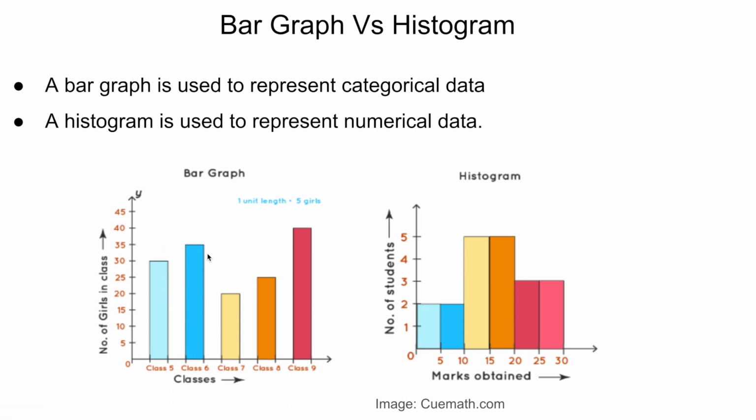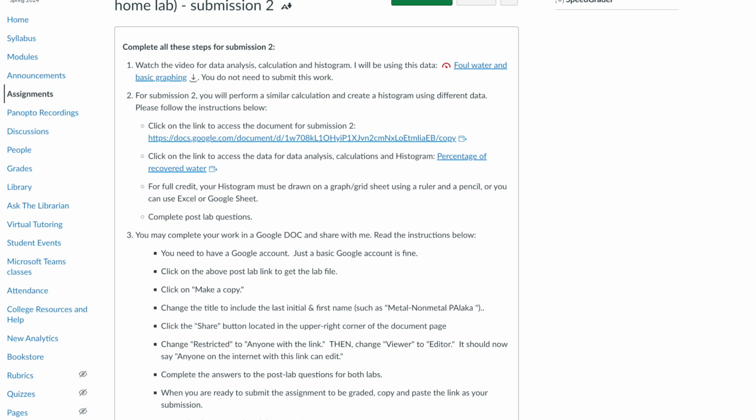how many girl students in class 6. But if you look at the histogram, it is used to represent numerical data. So like the mark obtained from 0 to 5, 5 to 10, 10 to 15, and then here it's number of students. So that's the difference between bar graph and histogram. So now let's move on to the data analysis and histogram.